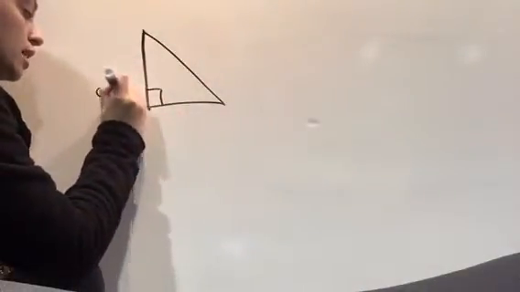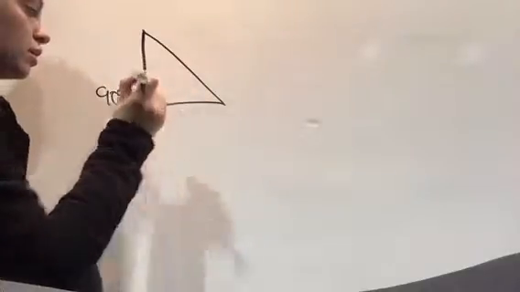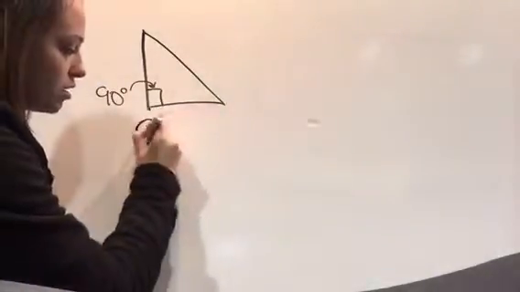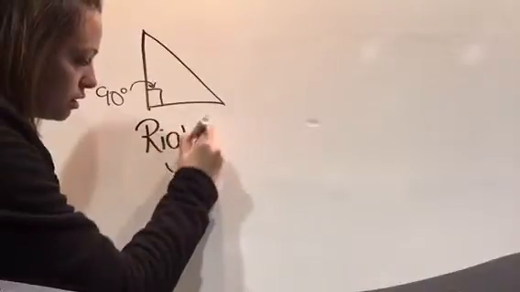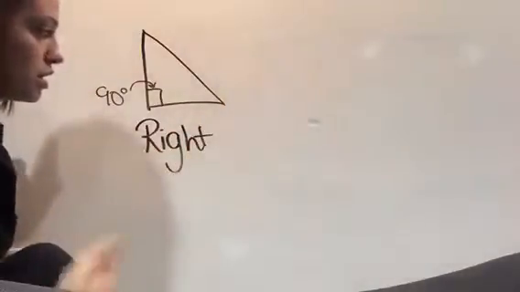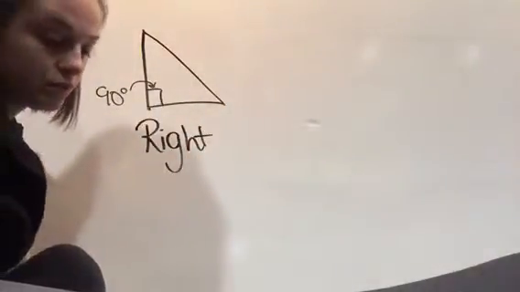Next, we're going to look at a triangle with a right angle, or 90 degrees. That means it's going to be a right triangle because it has one 90-degree angle.